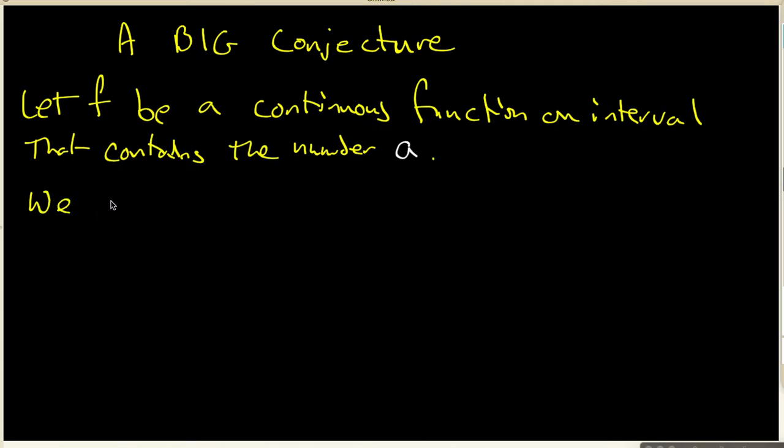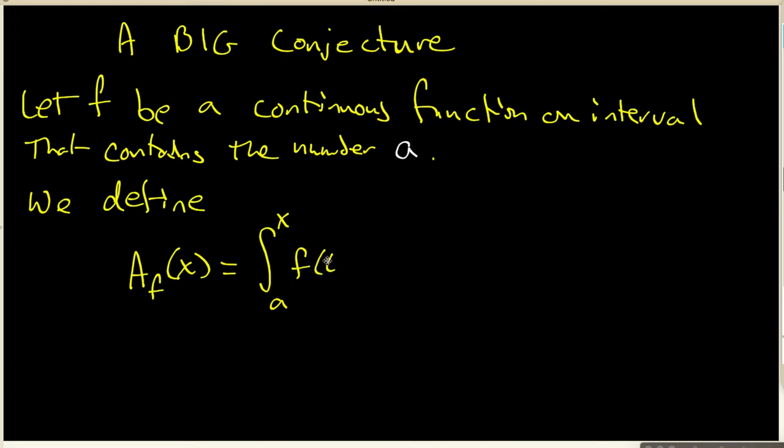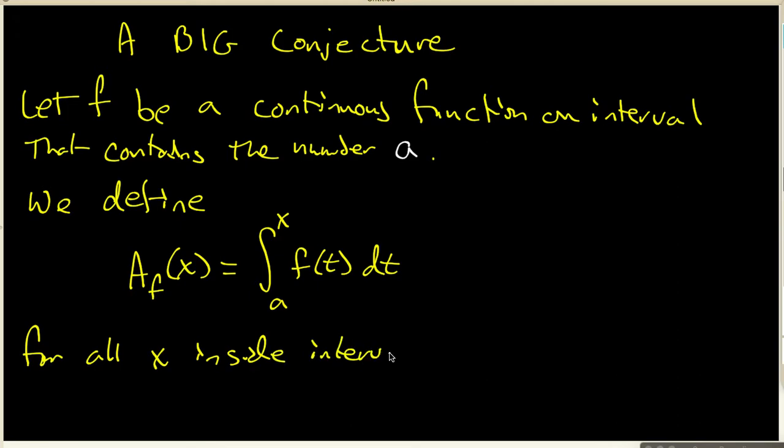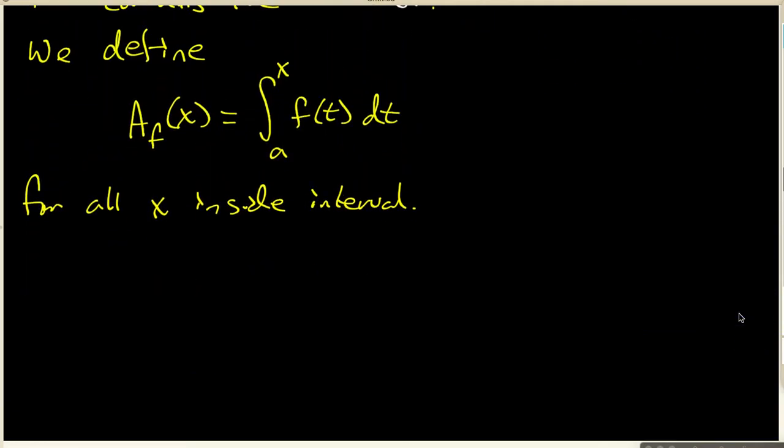We define the area accumulation function, AF of x, to be equal to the integral from a to x of f of t dt for all x inside the interval. And I want to remind you of what this looks like. So this function looks like the following kind of thing.